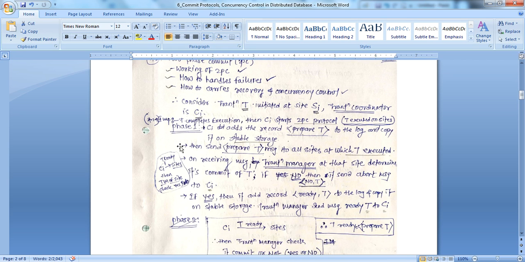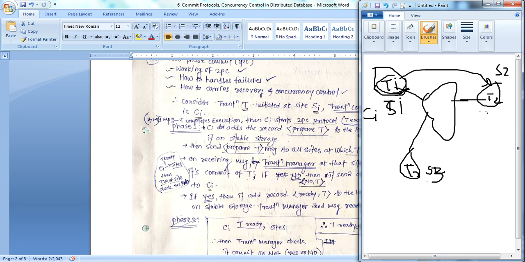Then phase 1 of the two-phase commit protocol. Ci adds the record prepare T to the log and copies it onto stable storage. Ci, the transaction coordinator, creates the log with the prepare T message and copies that log onto stable storage. Then it sends a prepare T message to all sites at which T executed. Consider T executed on this site and this site also. Then it sends the prepare T message to all the sites.